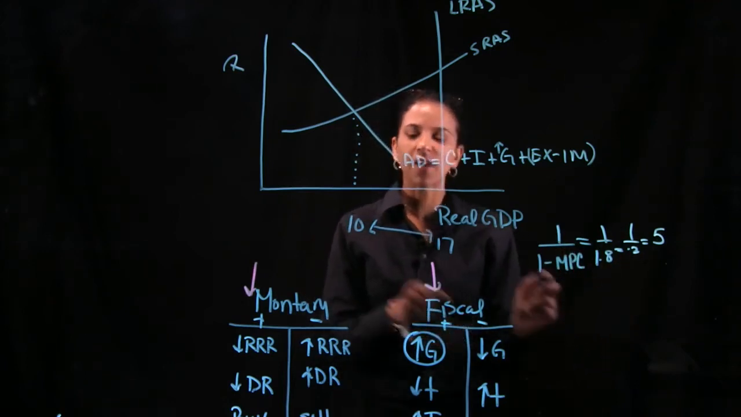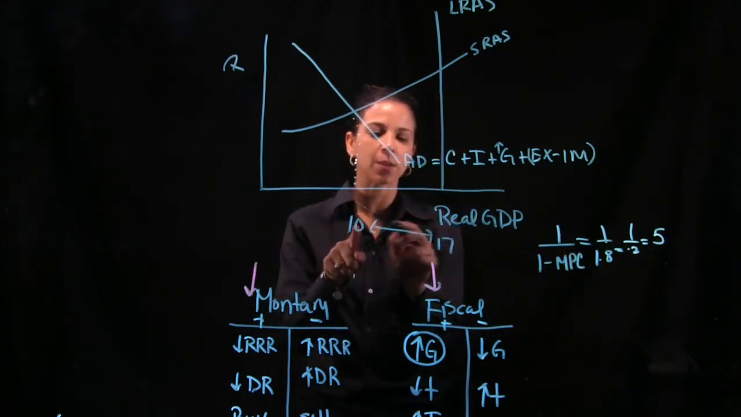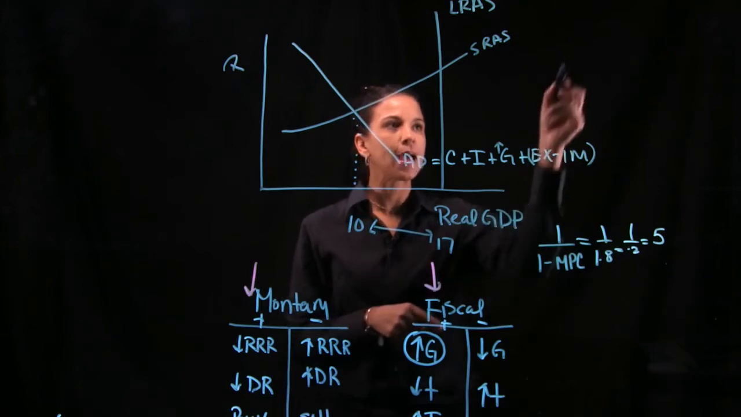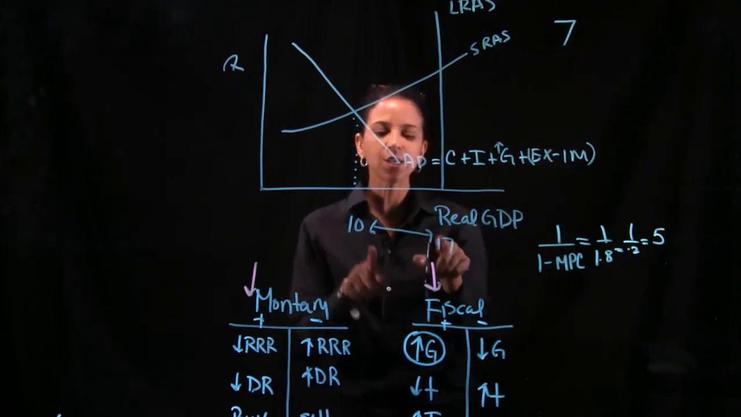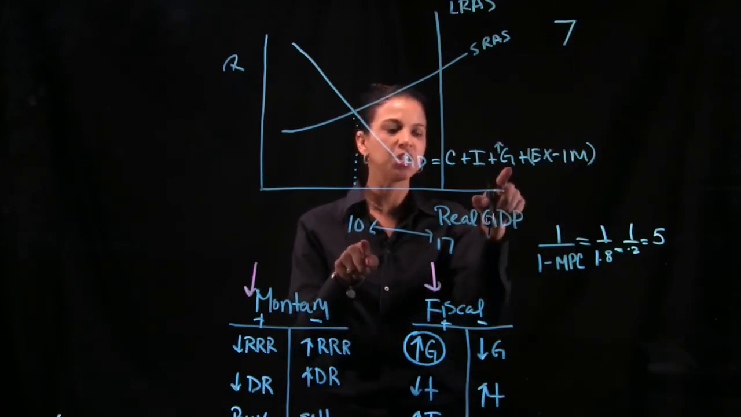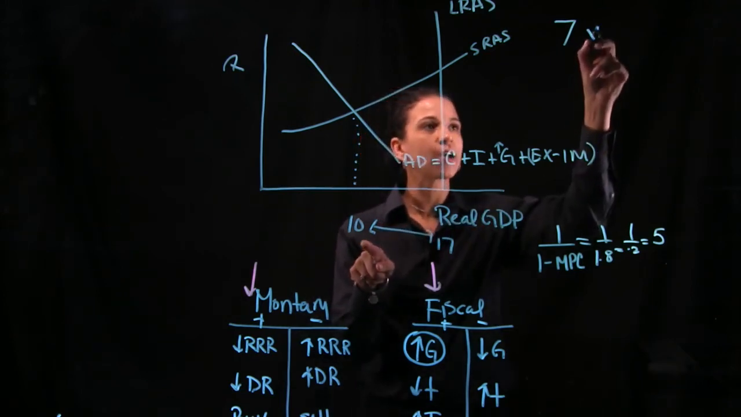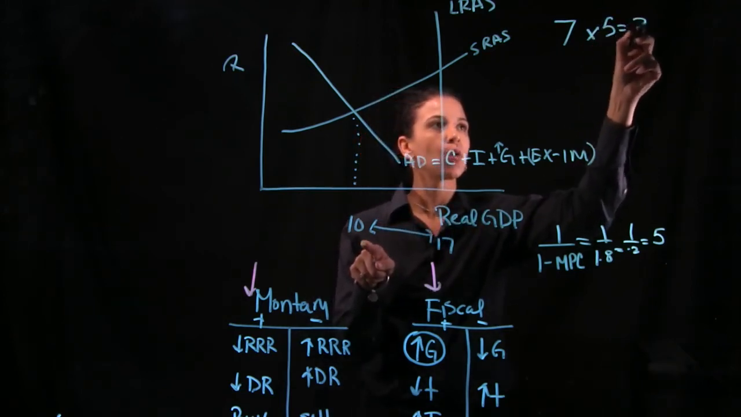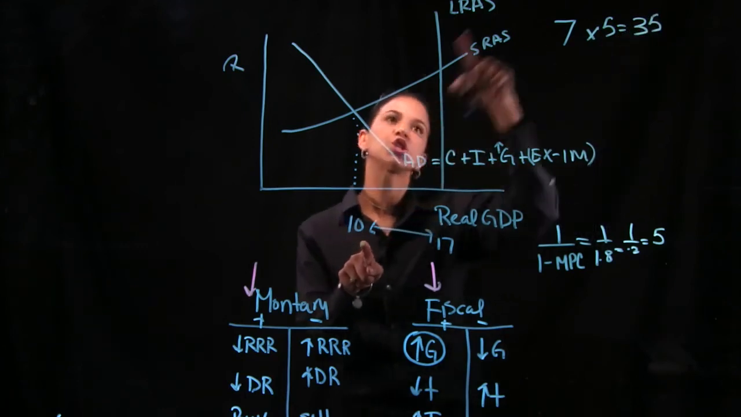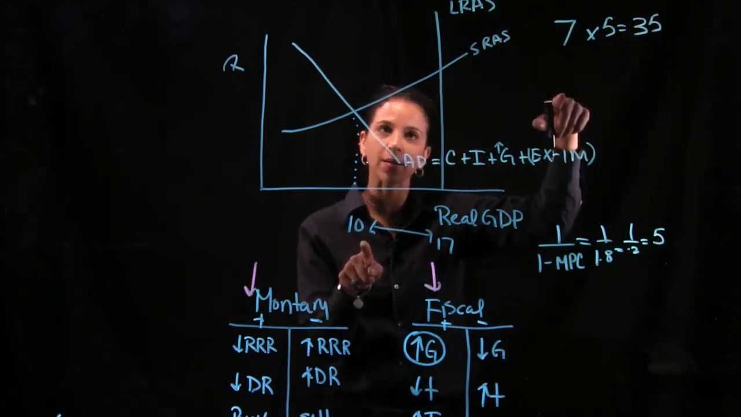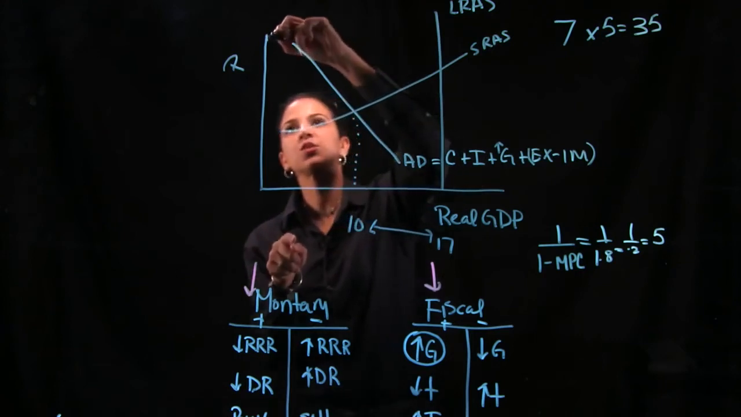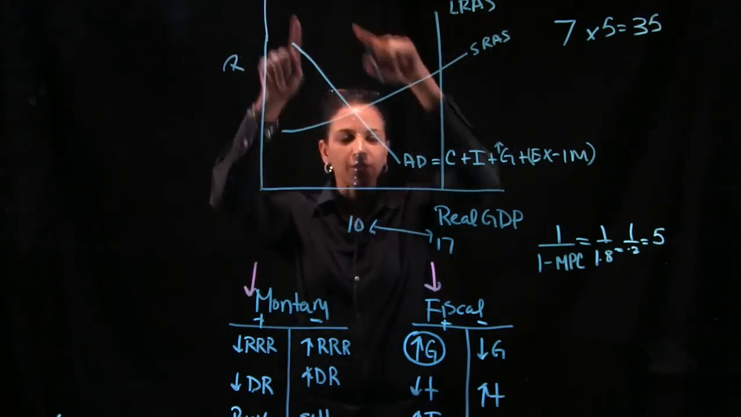So for the 5, if I know my gap here, and I use the numbers 10 to 7, all right? So my gap is 7. I do not have to increase G by 7. In fact, if I increase G by 7, I'm going to see aggregate demand go up by 35, which means I'm going to overshoot my target and end up possibly way out here where, assuming this is the price level, I could create inflation.